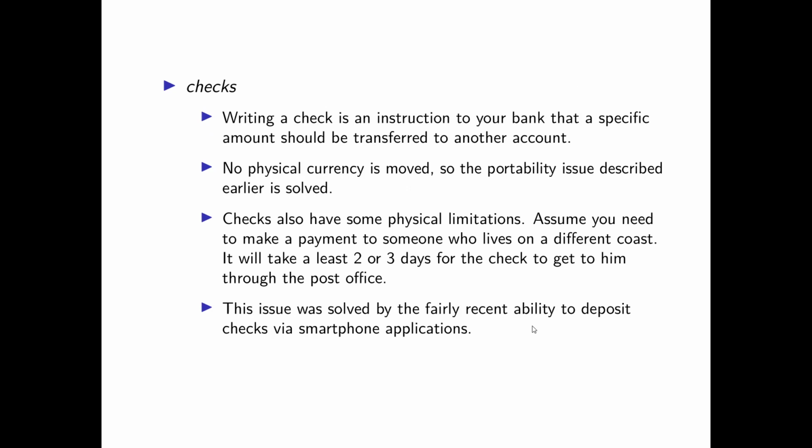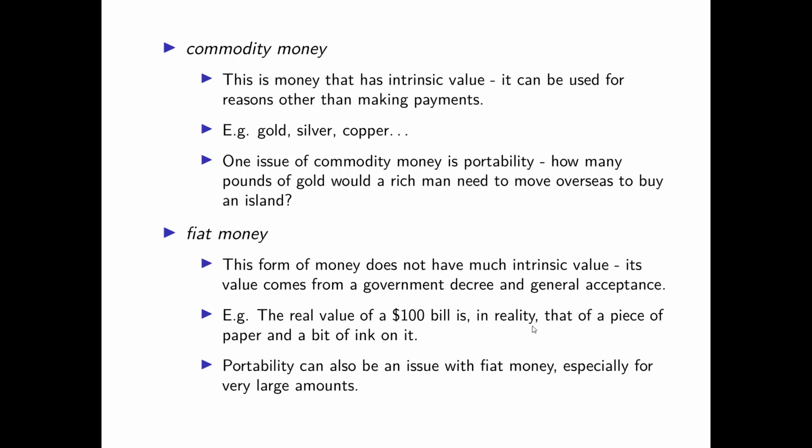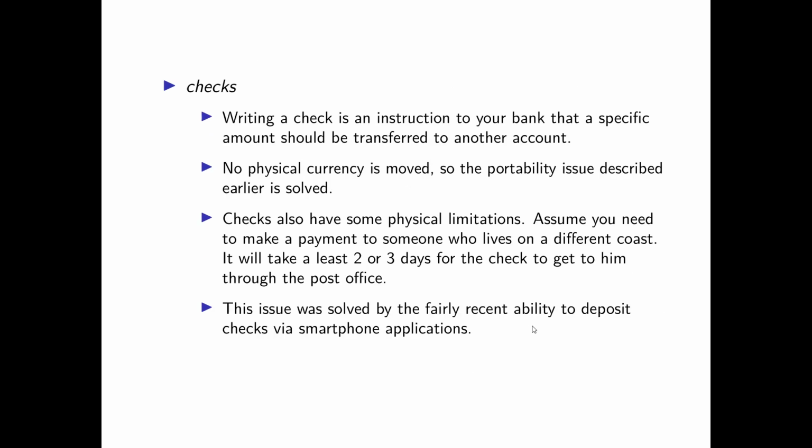Again, remember we said that newer forms of money came as a way to solve the problems of the older systems. From commodity money to fiat money, fiat money solved the portability issue of commodity money, even though for much larger amounts it also has some portability issues. Checks came to solve the portability issues of fiat money as well.